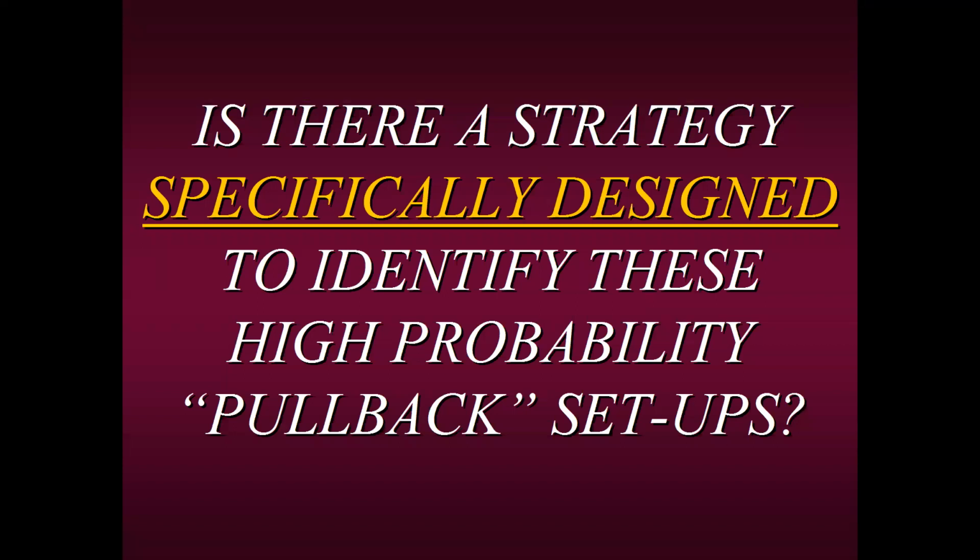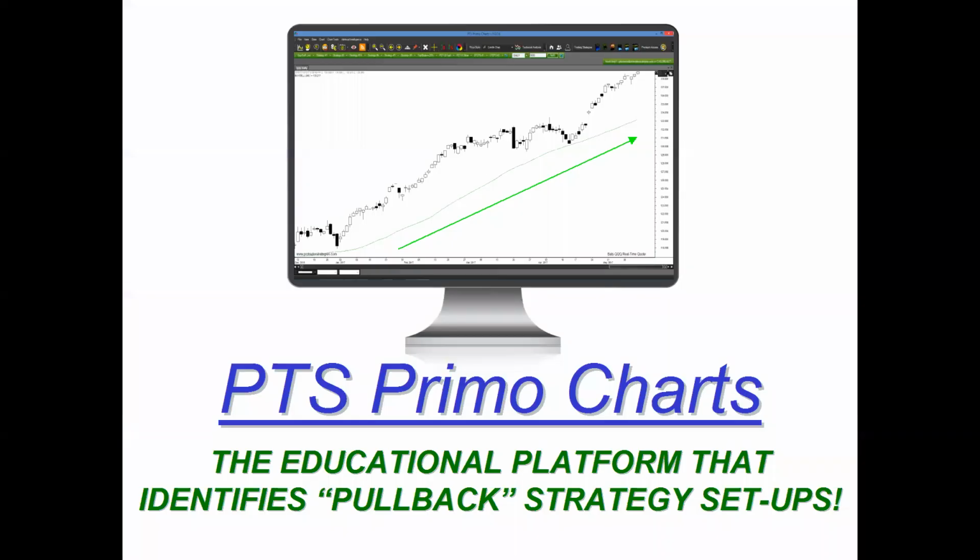So the trouble is, it's difficult to pinpoint and identify these, because many times you don't know if it's just a little sell-off or a little bounce, or the actual beginning of a new trend. So the question is, is there a strategy designed to identify these high probability pullback setups? Well, the good news is that yes, there is, and we're going to be talking about that today. Everything we share with you today is by applying this strategy on our platform, the PTS Primo Charting Platform, which actually identifies these pullback strategy setups for you.